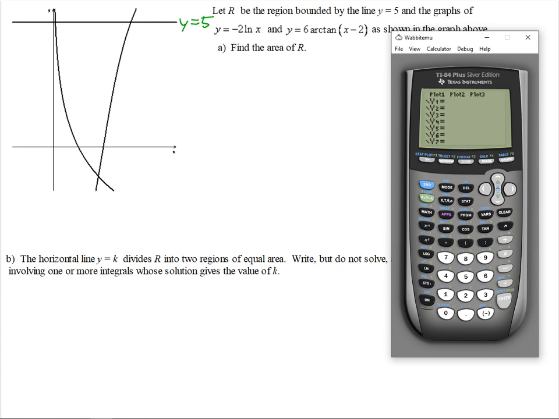So you go y equals on 84, and then -2 natural log is right here next to the 4, and then x, close parentheses, and down, and then the other one was 6 arctangent. Remember on the calculator it looks the same as tangent, then -1, which you get by hitting the second, and then tangent, and then we've got x minus 2.